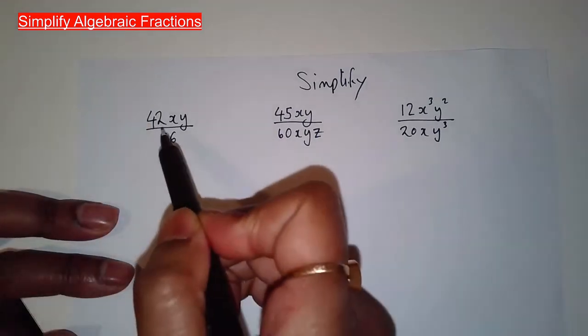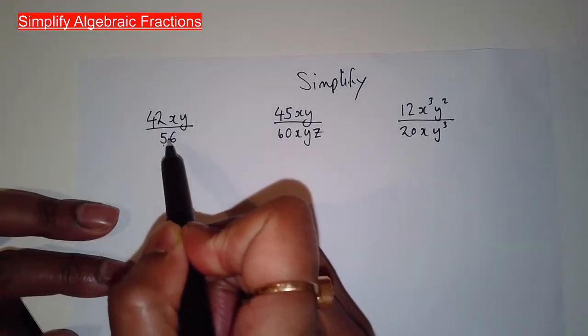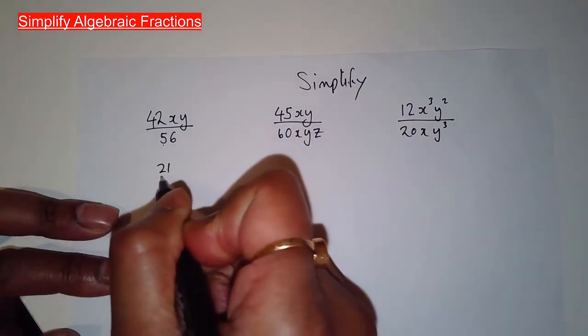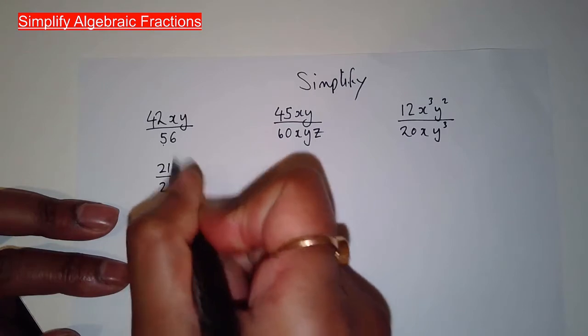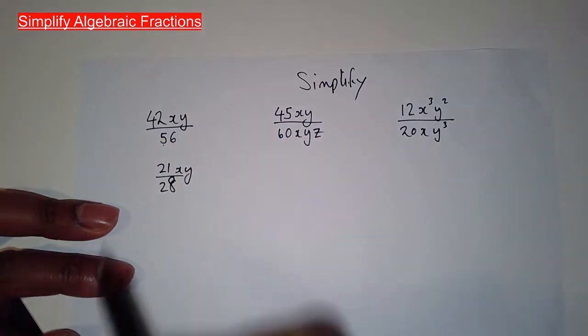So what I'm going to do is half and half this. Right? It's possible to half that, and it's possible to half that. So I'll do that then. Half of 42 is 21. Half of 56 is 28. Don't forget the xy.